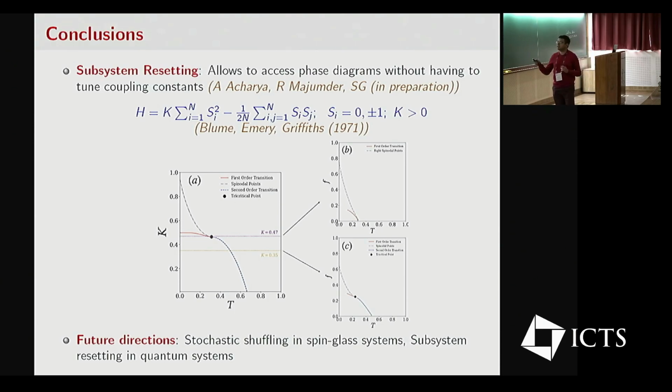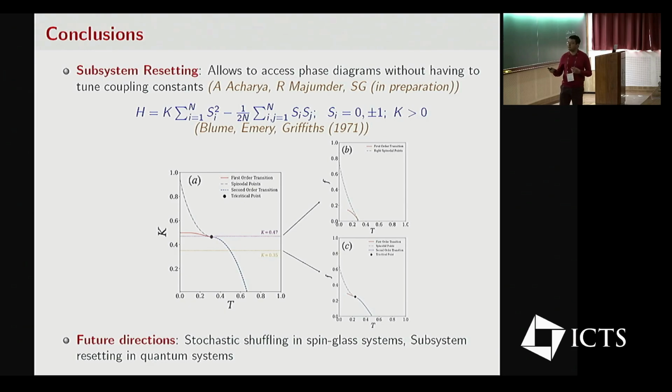So you take this model, and the system is in canonical equilibrium, and you ask what is the phase diagram of the model in the KT plane, and this is what you get. You get a line of second order phase transition and a line of first order phase transition. And now the question that we ask is, experimentally it is not quite easy to tune the coupling parameter.